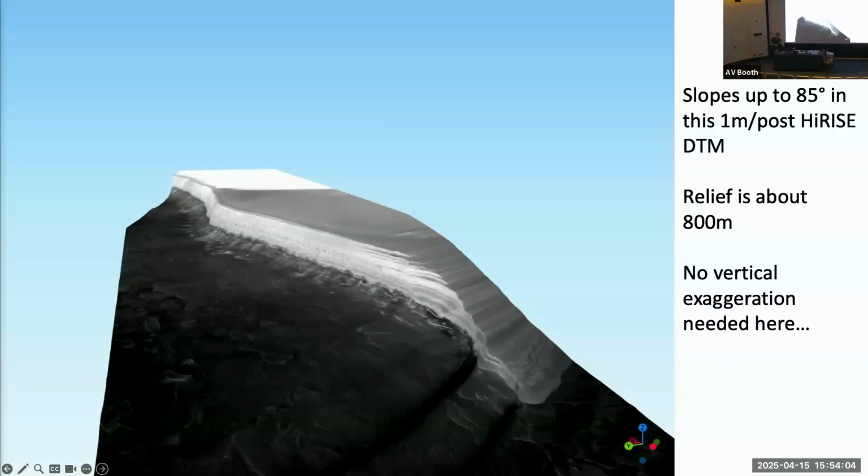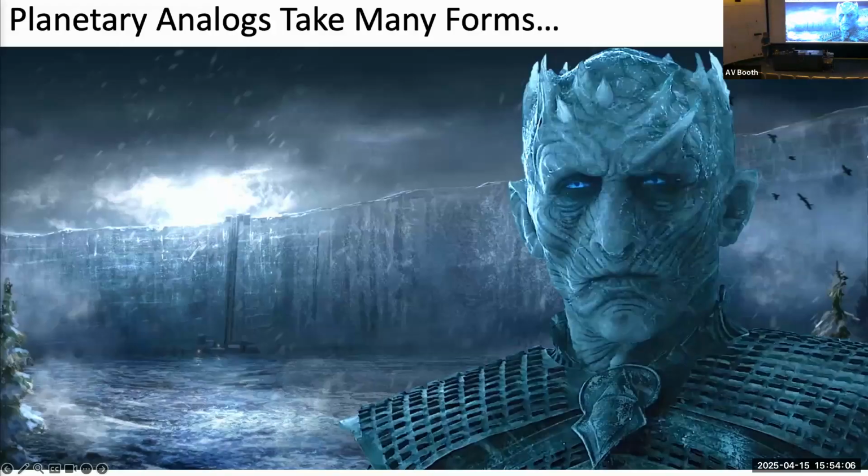But then, just for the Game of Thrones people out there, planetary analogs take a lot of different forms. If you have watched the TV series or read the book, then you probably know about the Great Ice Wall here. And the Great Ice Wall, as far as I remember from the books, is only about 800 feet tall. So the Mars cliffs are about 3 times higher than this, but equally steep and impressive looking. And you probably won't find this guy on Mars, but there's all sorts of other interesting things to see as well.